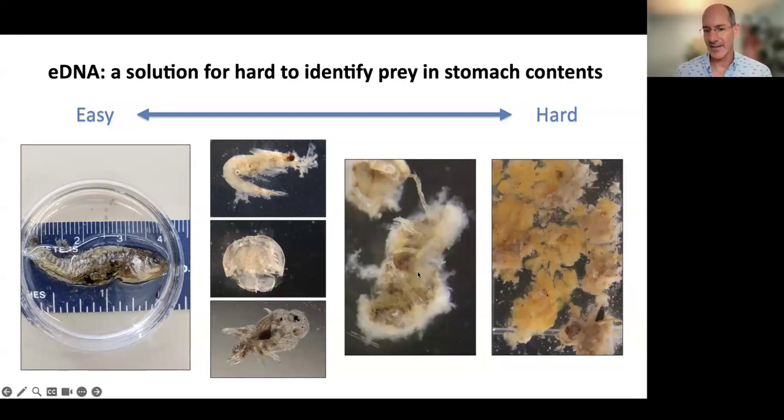Then you get to some other things. So the next one towards the right, you can tell from the legs that it's some sort of crustacean, but I have no idea what it is. And then you get to the right and there's this partially digested stuff and no hope of identifying exactly what species that comes from. So you get a range of things when you do this kind of old school way.